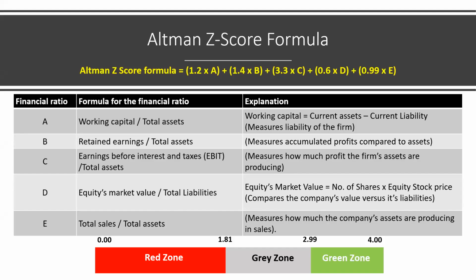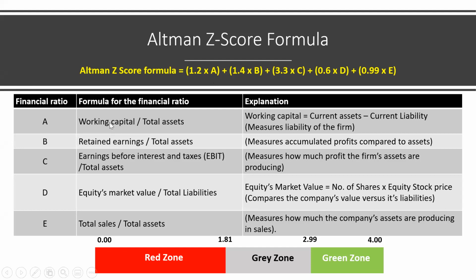So here, this is the Altman Z score formula. The formula which is shown here is for the public manufacturing firms, which is nothing but 1.2 multiplied by A plus 1.4 multiplied by B plus 3.3 multiplied by C plus 0.6 multiplied by D plus 0.99 multiplied by E. This A, B, C, D, E are the financial ratios.